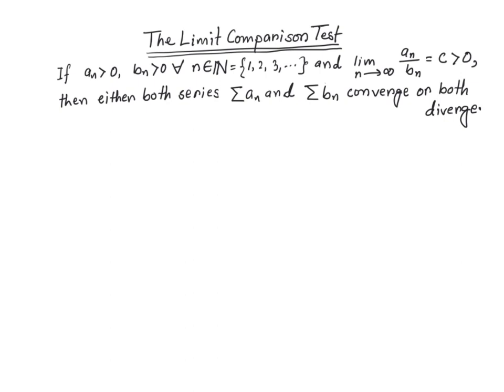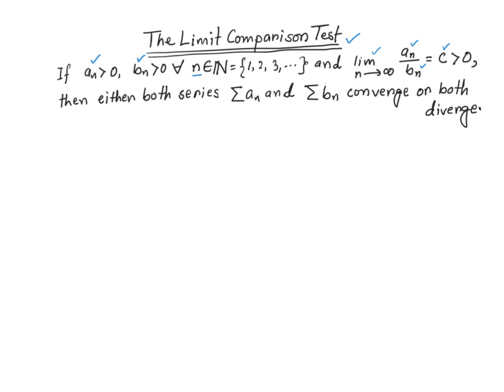In this video, I'm going to discuss the limit comparison test. Let's consider two sequences, a_n and b_n, both positive, meaning a_n is greater than 0 and b_n is greater than 0 for all subscripts n, with n coming from the set of natural numbers 1, 2, 3, all the way up to infinity. Now, if it is also true that the limit as n approaches infinity of a_n over b_n is equal to some number c, which is positive, okay?